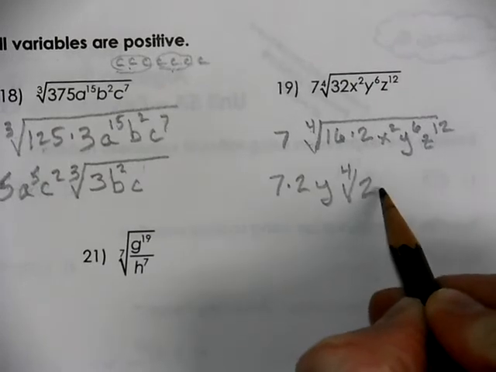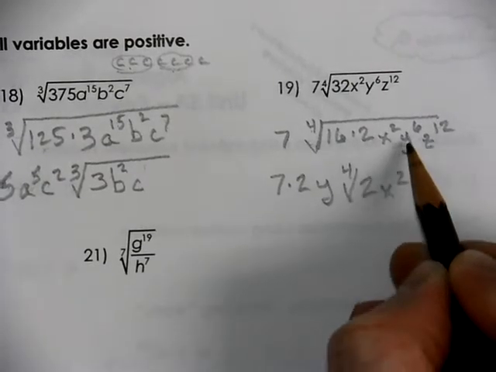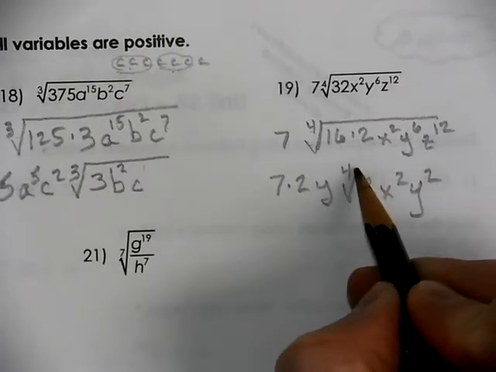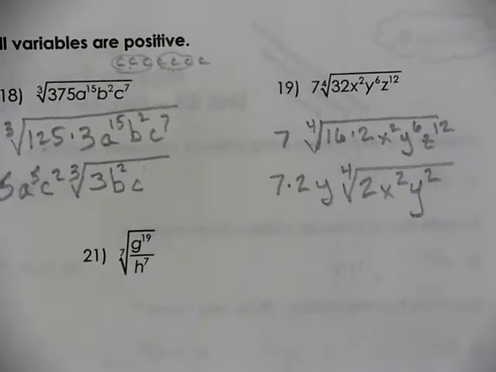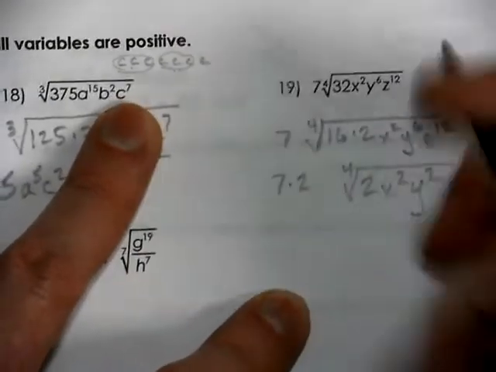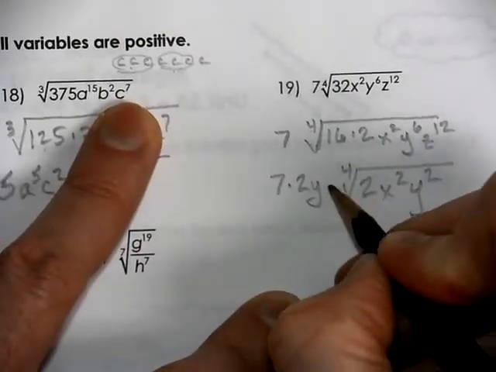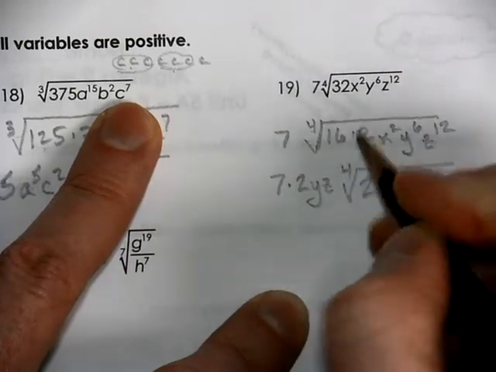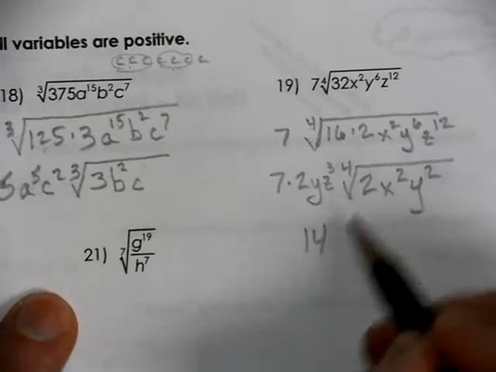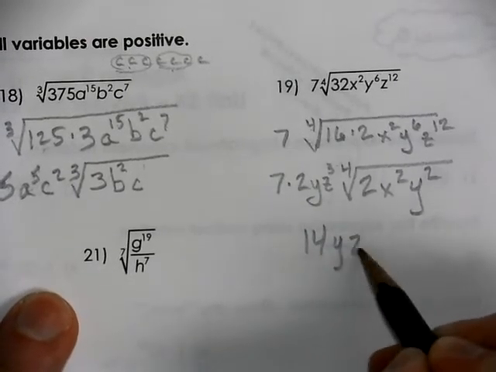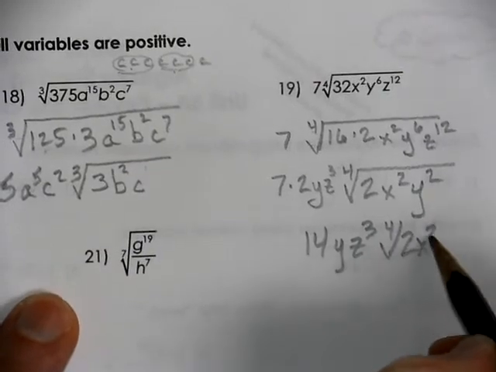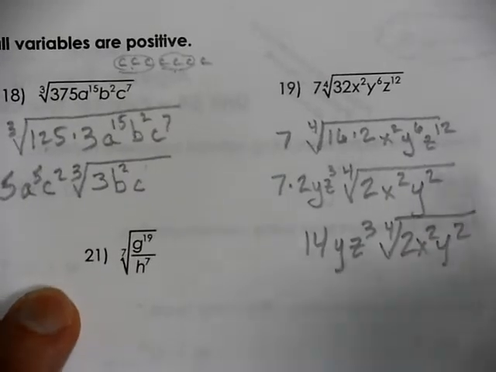So there's a 2 we didn't use, x squared. There's 2 more y's left over. But there's no more z's left over. I didn't get the z in there, did I? So that's going to go in there 3 times. So this is 14 y z cubed, the 4th root of 2x squared y squared.